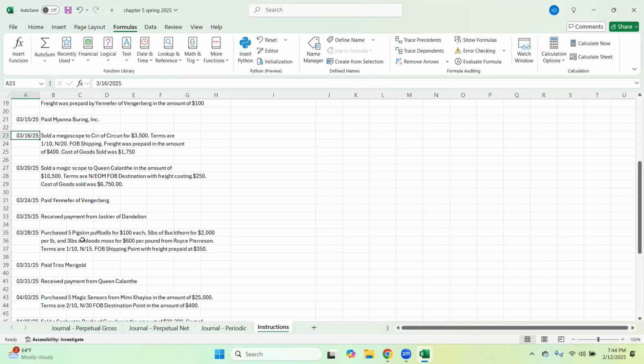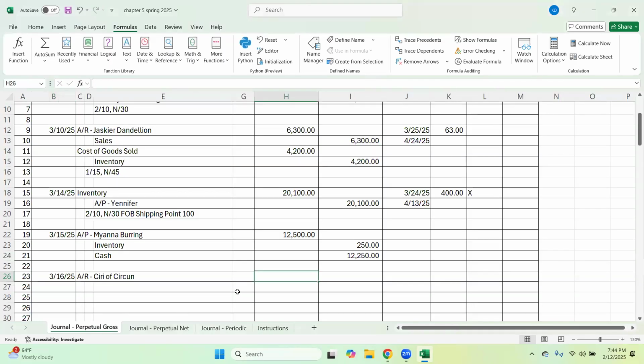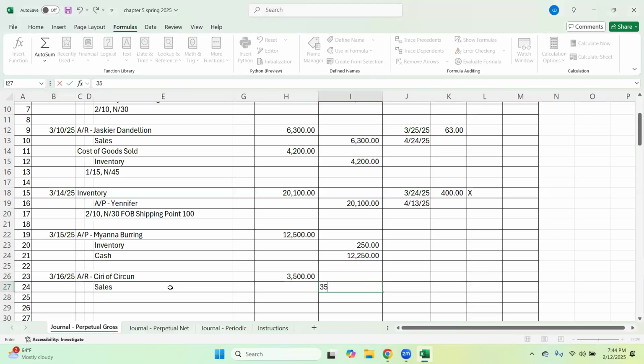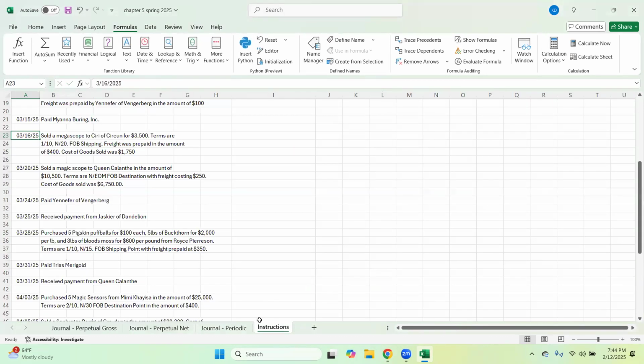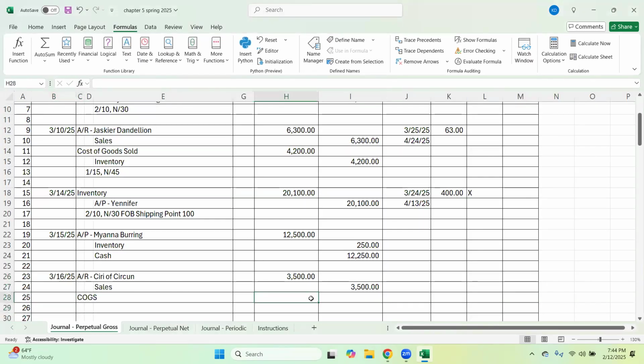And what did she buy? 3,500. Out the door went my inventory, but first we record the sales, $3,500. Record our cost of goods sold. You can also, you know what, just to save me some time, I'm going to abbreviate. COGS was 1,750. And out the door went the inventory.